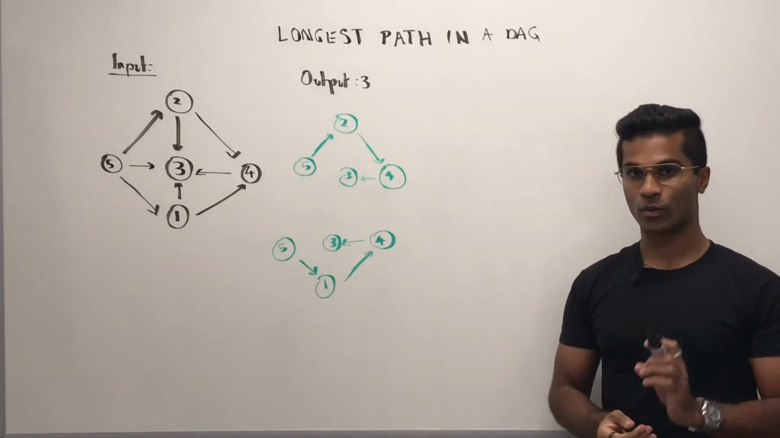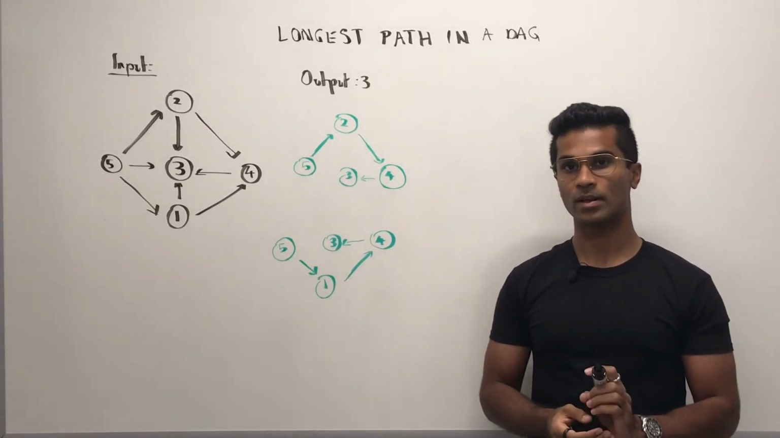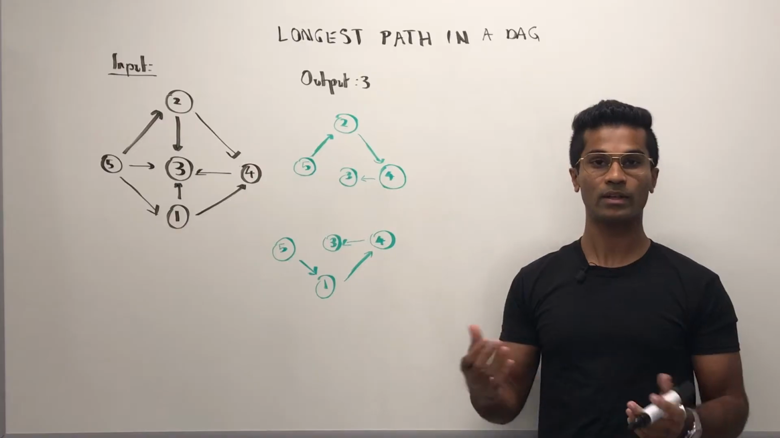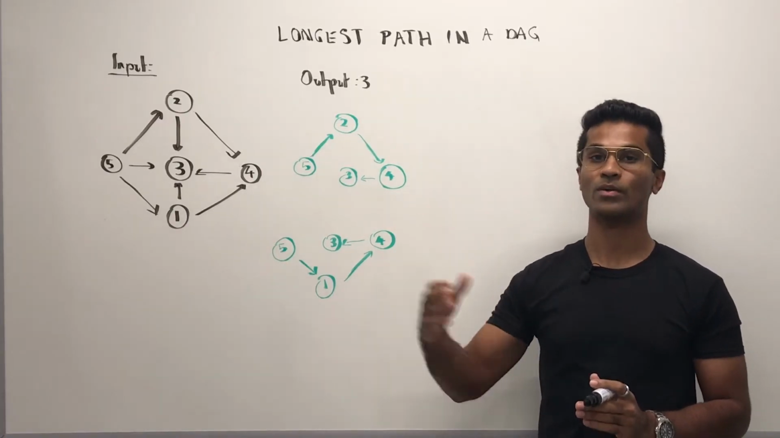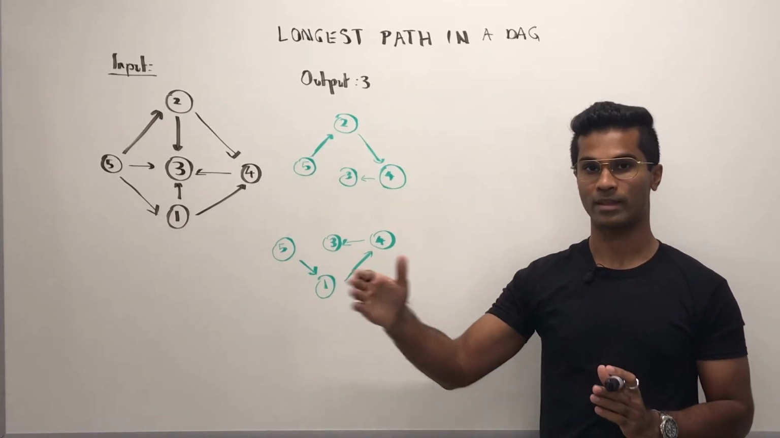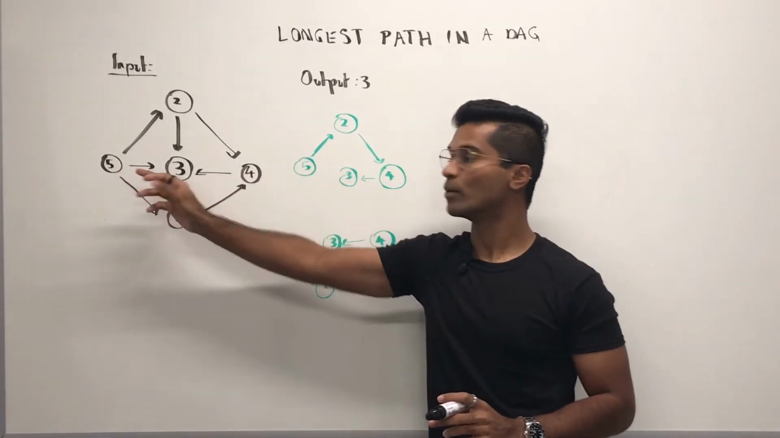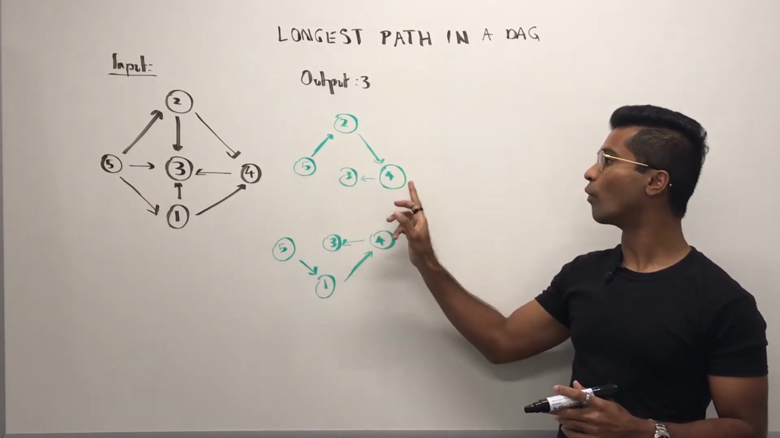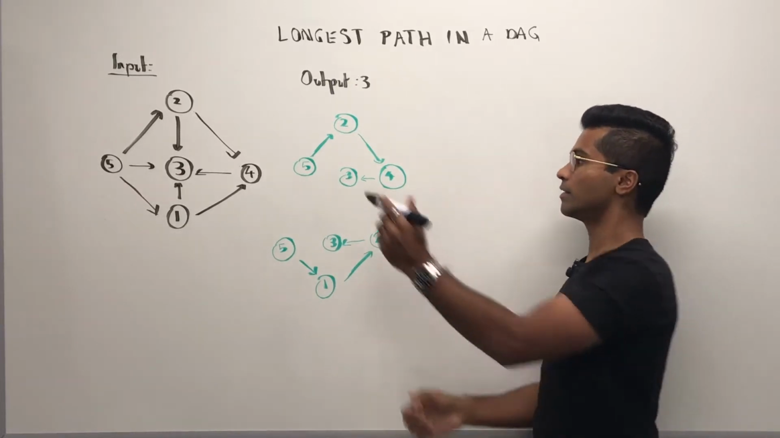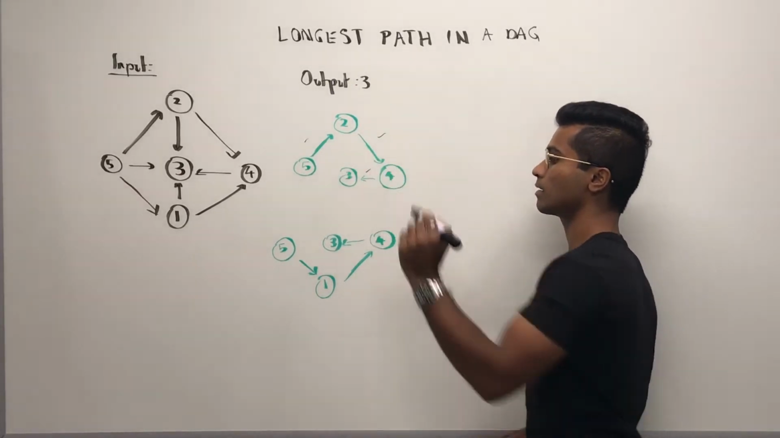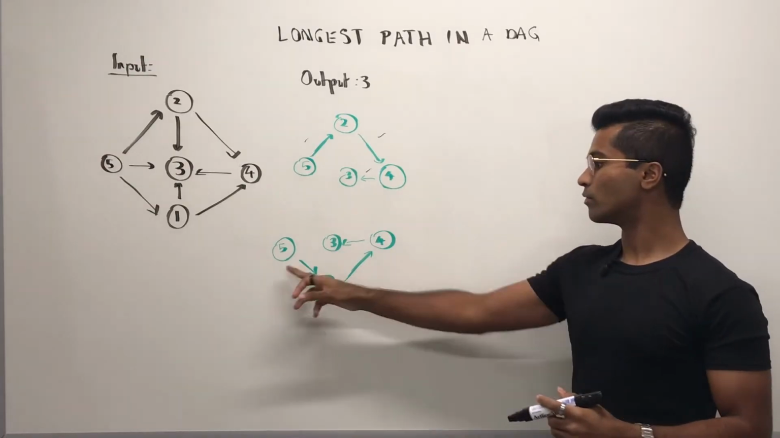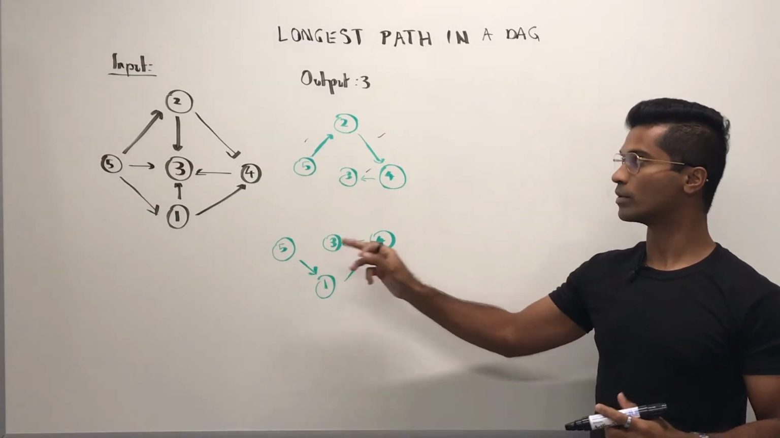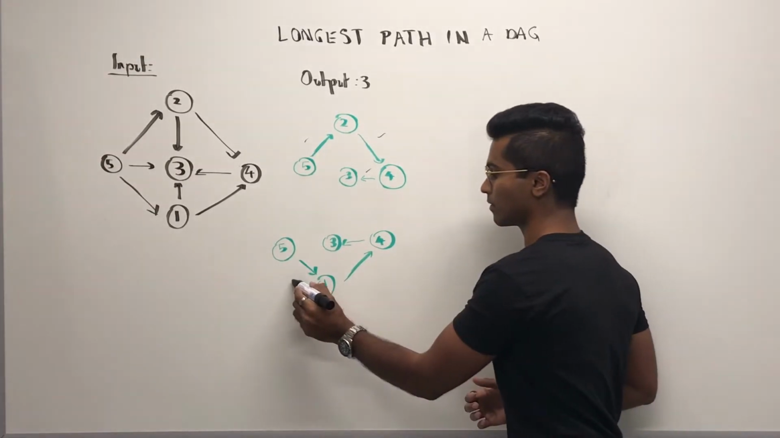The output is going to be the number of edges between any node and the farthest node we can go to traversing the paths. So from 5, we can have an answer of 3 because we can go 5, 2, 4, 3. So there's 3 edges. Or we could go 5, 1, 4, 3. So there's 3 edges.